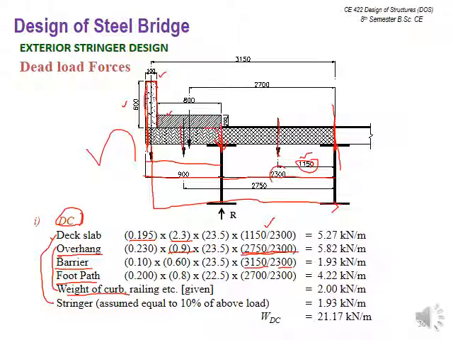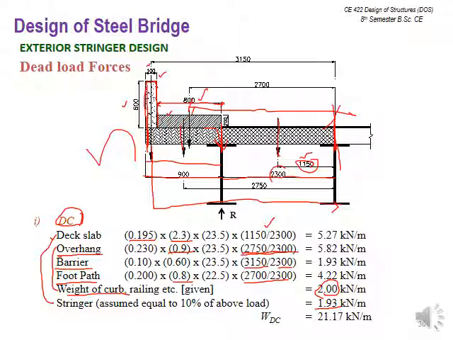Okay, so for the footpath, again this is the footpath. This 800 is left over, because from the 900, 100 we have fixed for the barrier, so 800 will be left for the curb and for the footpath. So for the footpath it will be 0.8, and you are taking it as 2700, meaning again the mid of it till that particular distance. From here till here, that distance will be 2700. And the weight of the curb and railing given in the problem, that is 2.